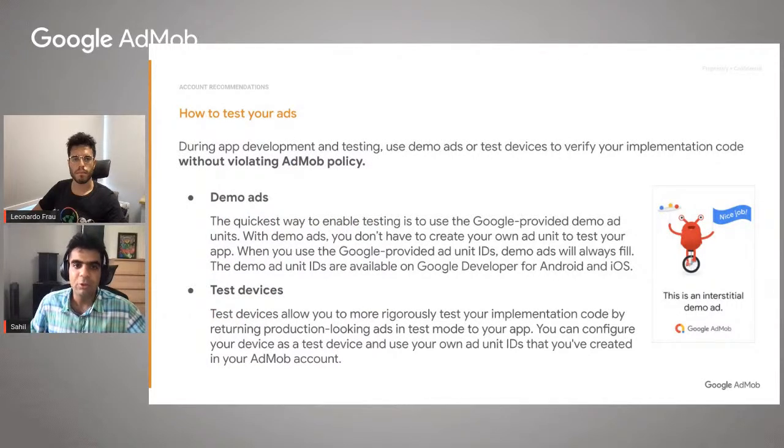Now, we already talked about testing your ads. So how do you test your ads? In order to avoid invalid traffic, publishers may not click on their production ads, even for testing purposes. Clicking on production ads can result in a policy violation for invalid traffic. The Google provided demo ad units are not associated with your AdMob account, so you can always use them with no risk of your account generating invalid traffic. When you enable a test device, the AdMob network sends production ads in test mode to your device using the ad unit IDs you have created in your AdMob account. This allows you to safely test production ads and verify your implementation code without violating AdMob invalid traffic policy.